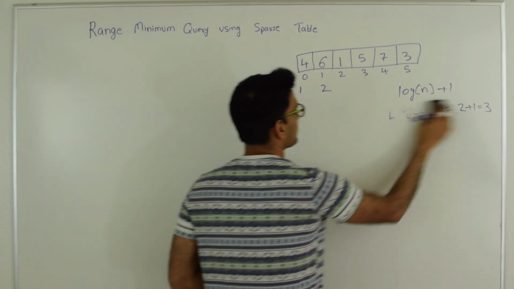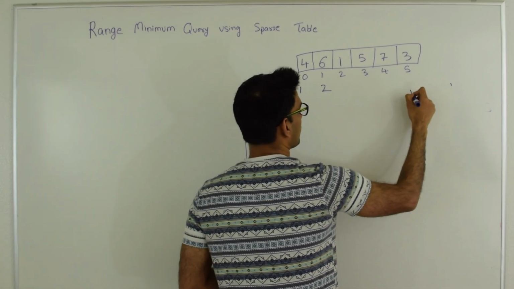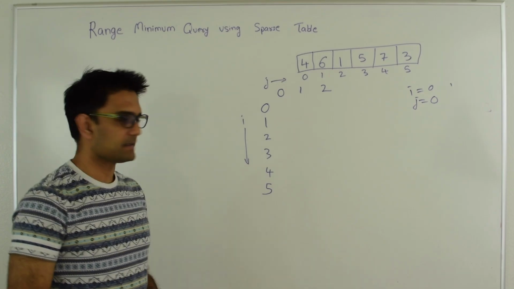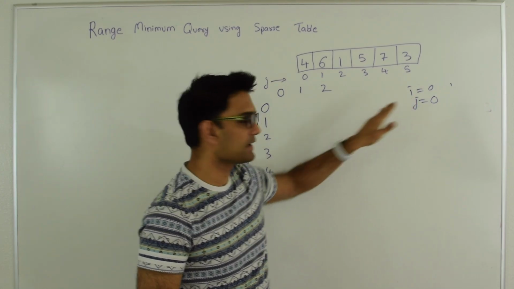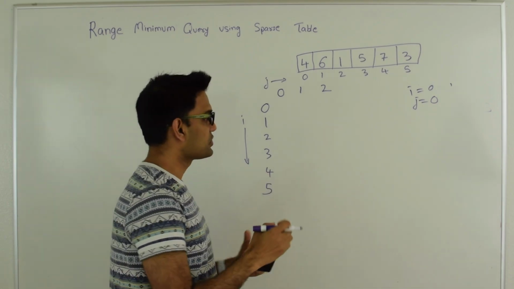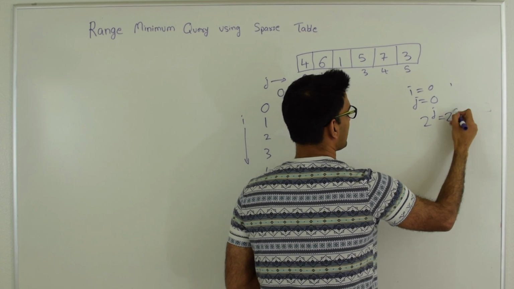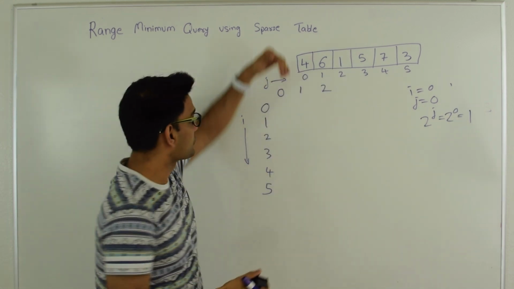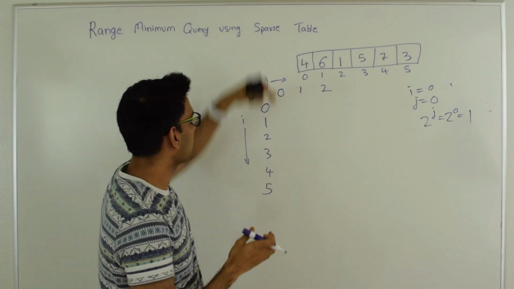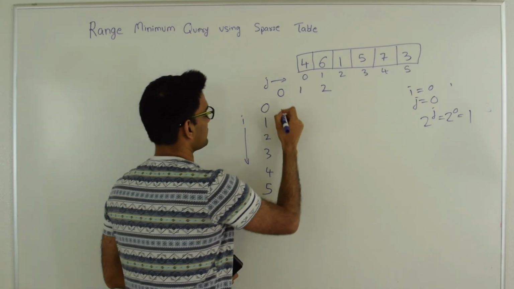Now we start from the 0th row. So our i is 0 and j is 0. What that means is, starting from the 0th element, I'm looking for the minimum from 0 till the next 2 raised to j elements. So 2 raised to j, which is 2 raised to 0, is 1. So starting from 0, I'm looking for the minimum among the next one element. So that number is 4. So I'll store the index of 4, which is 0.